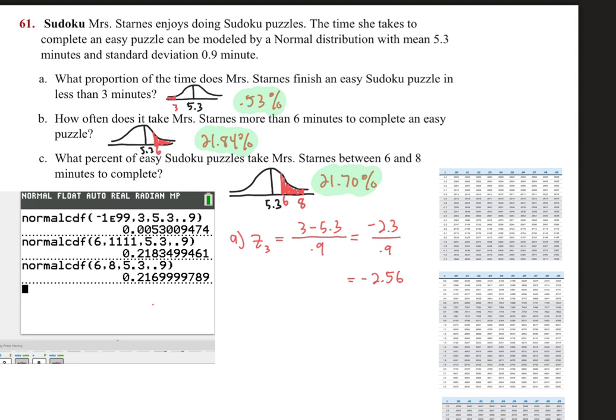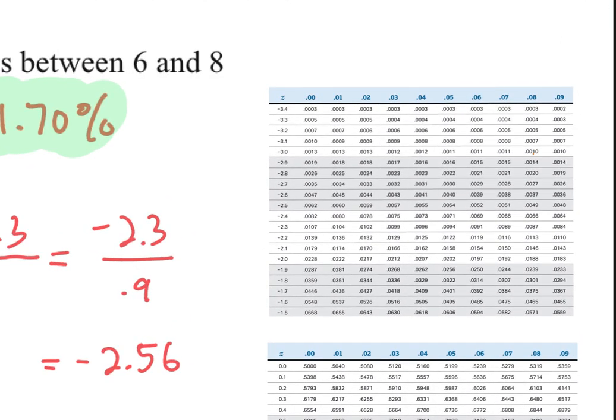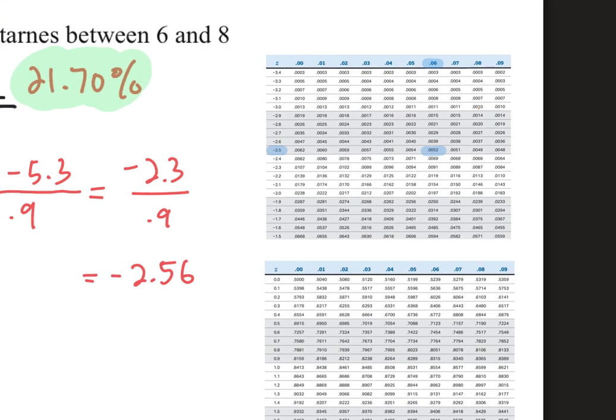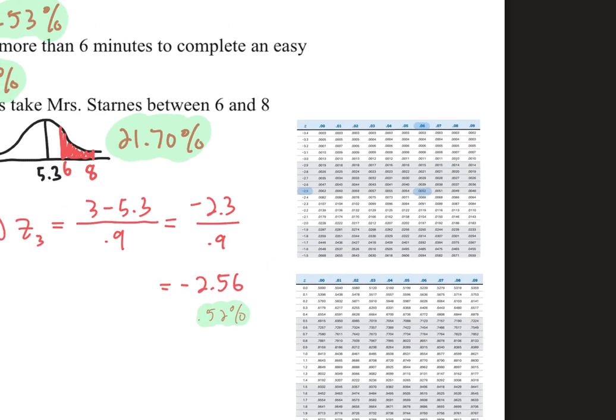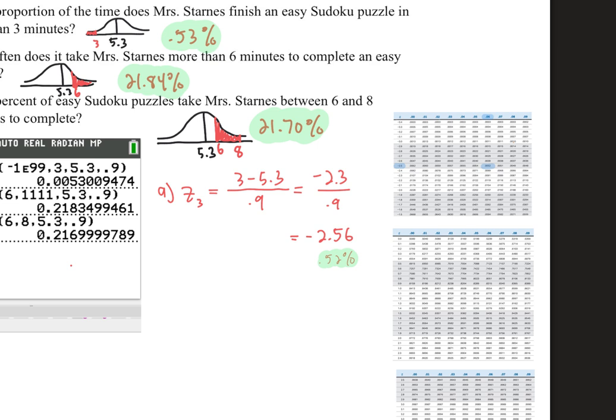Okay, so let's look at the z-score over here. Negative 2.56. There's negative 2.5 there, 0.06. So it's that value there. Okay, so from that we got 0.52%. Okay, what did we get before? Yeah, 0.53.